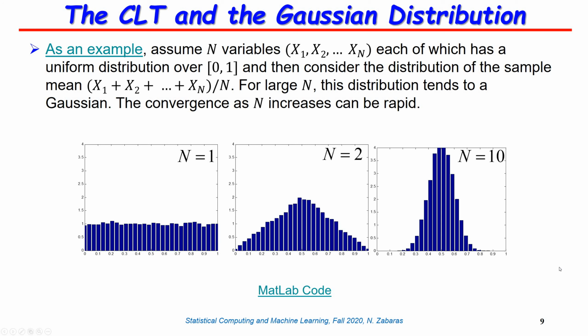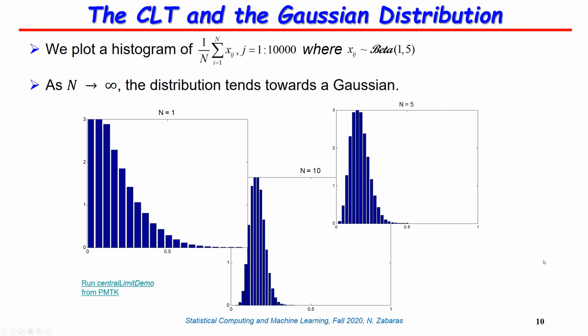And here is another example where now my samples come from a beta distribution. If you take, let's say, an empirical mean with 10 samples, you can see the distribution looks very close to a Gaussian distribution. So all of these are outcomes of the central limit theorem.